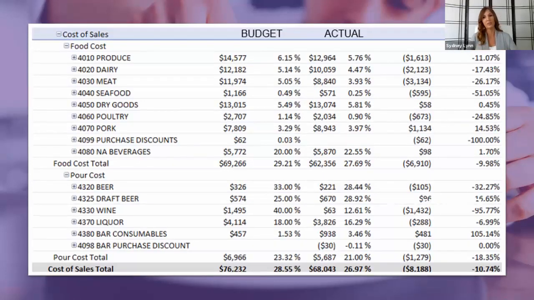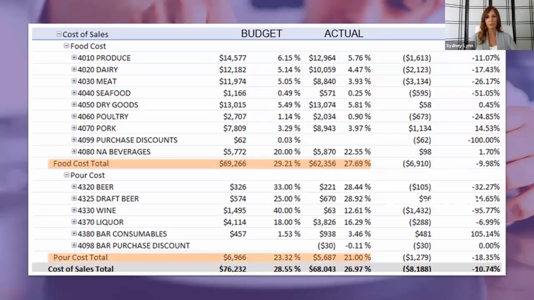And with all of the specific GLs that make up those expenses in your food cost to give you an overall food cost of 27.69%. And then you see that you have your pour costs broken down as well. So pour costs being all that beer, wine, liquor, bar consumables, etc.